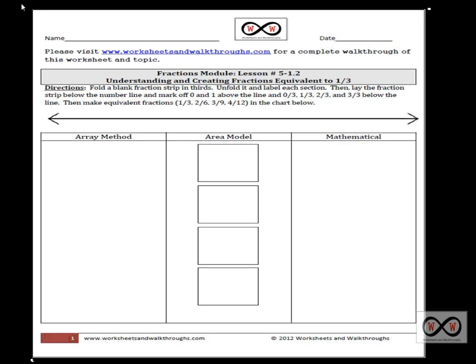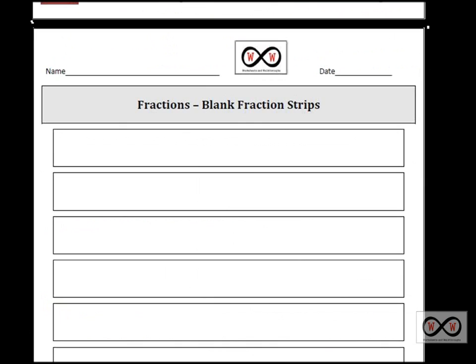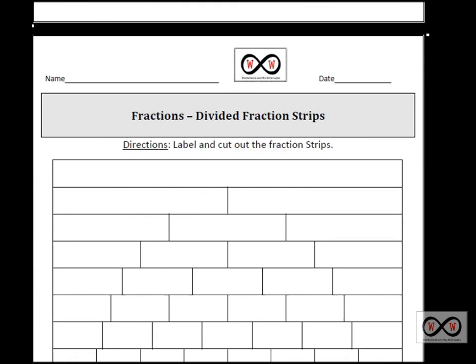We'll be using this worksheet. You can go to worksheetsandwalkthroughs.com to print out a copy for yourself. You'll find it under our fractions video walkthroughs section, and it's entitled Fractions Module Lesson number 5-1.2, Understanding and Creating Fractions Equivalent to 1/3. You'll also notice that page 2 of your printout would be blank fraction strips, and page 3 will be divided fraction strips.